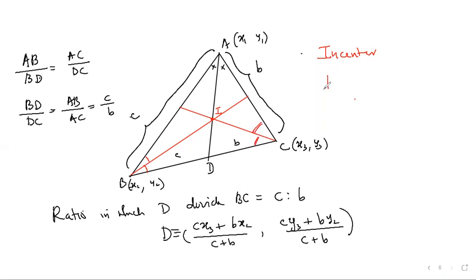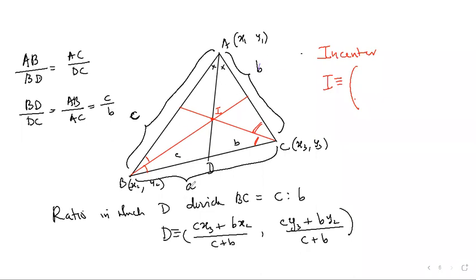And the formula for the incenter. Now listen carefully. What is this length BC known as? What is the notation for BC? Small letter a. AB length is denoted by small letter c. BC's length is denoted by small letter a. And AC's length is denoted by small letter b. That's the usual notation in a triangle.